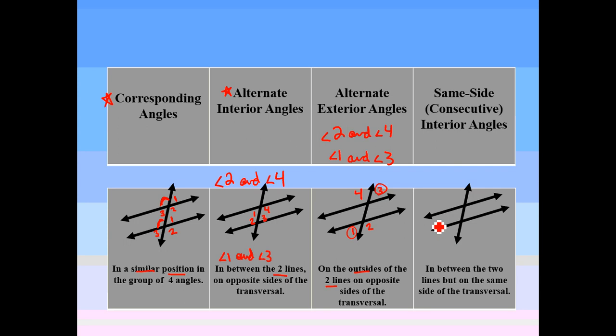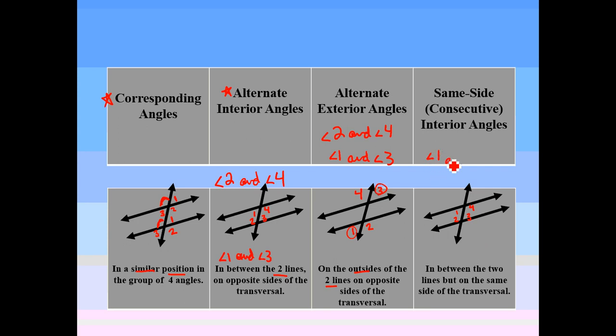And then consecutive interior angles, also known as same side interior angles. Those are going to be two angles that are created that are inside of the two lines and on the same side of the transversal. So go inside the two lines and on the same side of the transversal. So inside the two lines, we have these 4 angles right here, 1, 2, 3, and 4. But they have to be on the same side of the transversal.